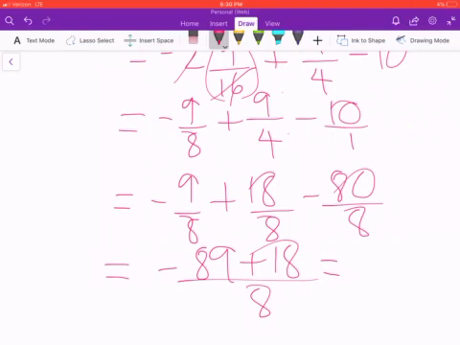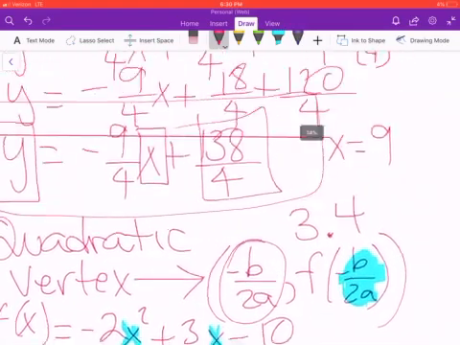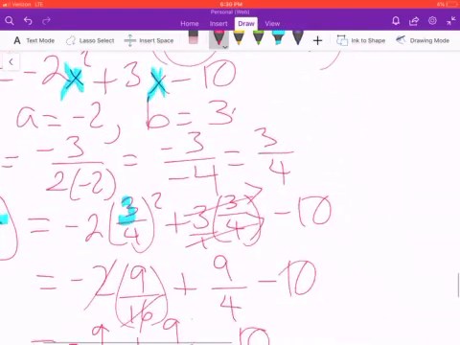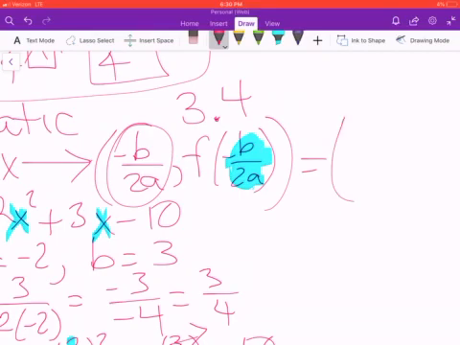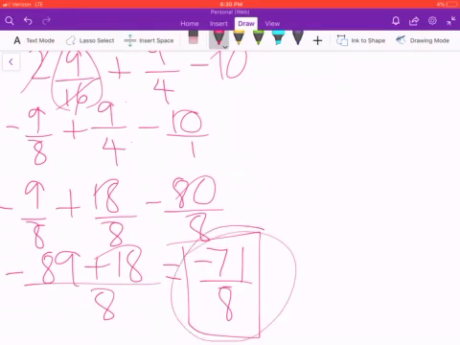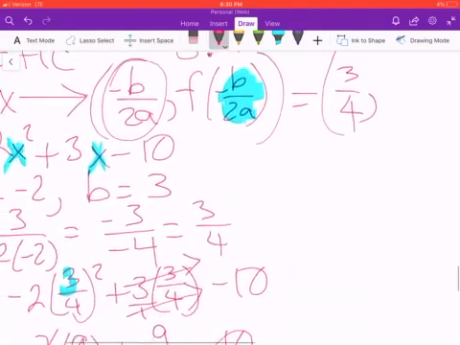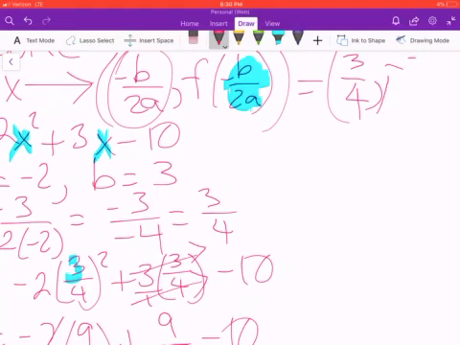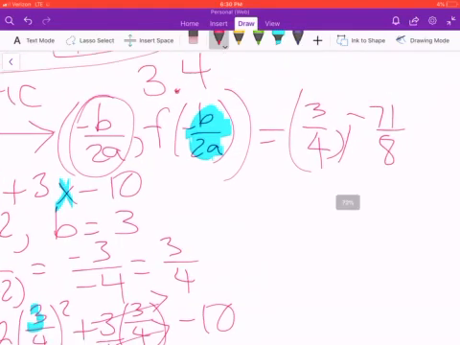So remember, signs are different, so we take the difference and we'll keep the sign of the biggest absolute value. And so I get that. And so what does that mean? That my vertex is going to have the coordinates 3/4, comma, and then we get this other number, negative 71/8. Now remember, I just wrote some random numbers. The ones on your test should work a little nicer.